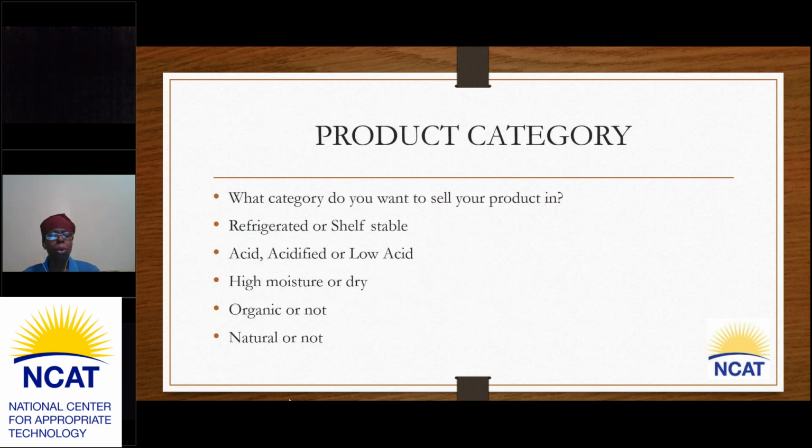So product category. What category do you want to sell your product in? Again, I've been using the herb example. So again, will it be medicinal? Will it be culinary, industrial? There are many, many product categories that you could fall into, but again, you will determine that. Refrigerated or shelf staple, acid, acidified or low acid, high moisture or dry, organic or not, or natural or not. And again, that will be determined by you and your community.